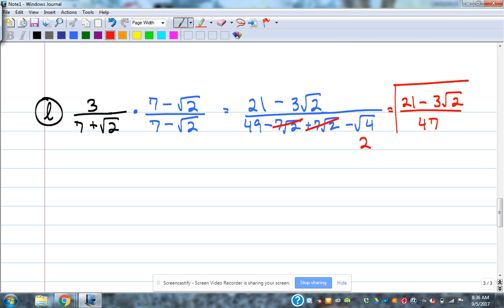And now we have something that does not have a square root in the denominator. And that's the important part here. We're trying to get rid of that.